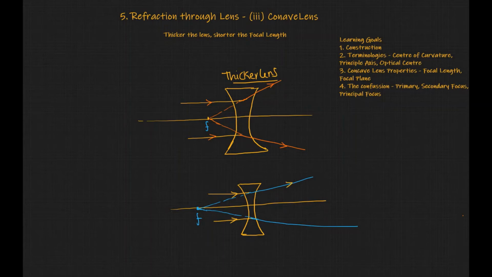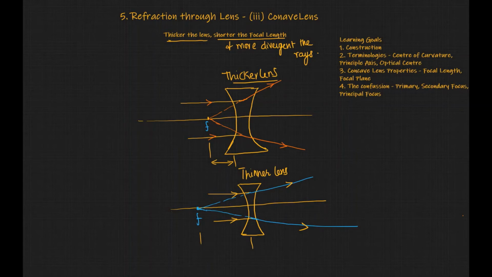And in the case of a thinner lens, the focal length is much more than the thicker one, right? So in general, the thicker the lens, shorter the focal length, and more divergent the rays.